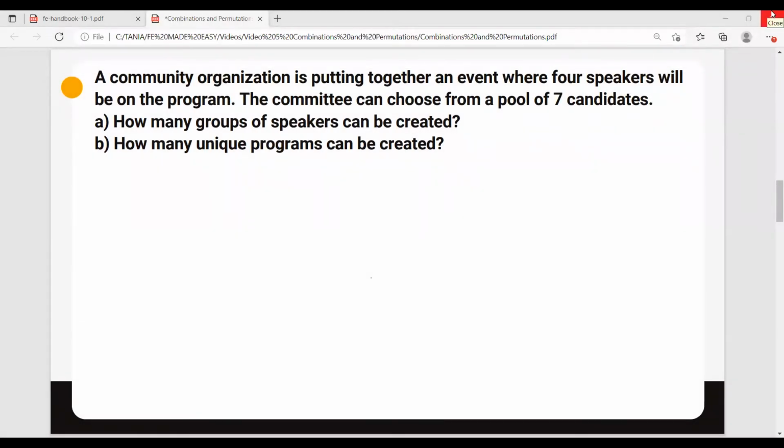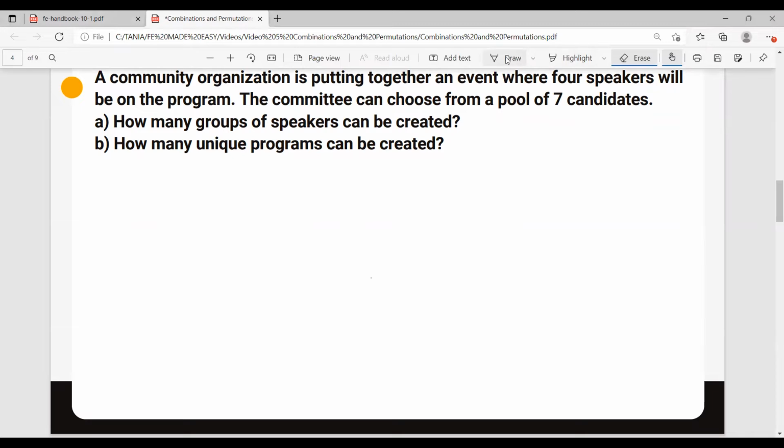Problem number 1. A community organization is putting together an event where 4 speakers will be on the program. The committee can choose from a pool of 7 candidates. A, how many groups of speakers can be created? B, how many unique programs can be created? So right away, when you read the problem, you can define that your N is 7, and R equals 3. So for A, it asks us how many groups of speakers can be created. It doesn't specify about the groups being unique. They don't care about that.